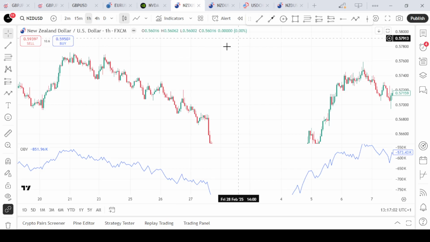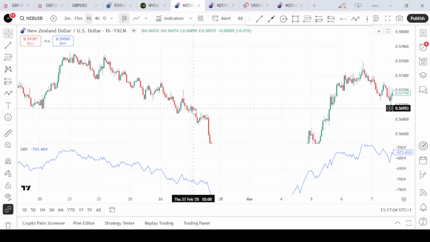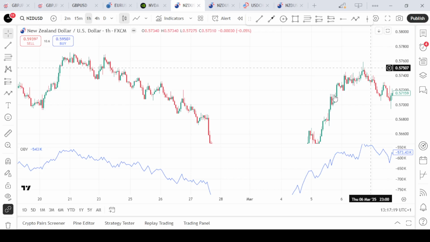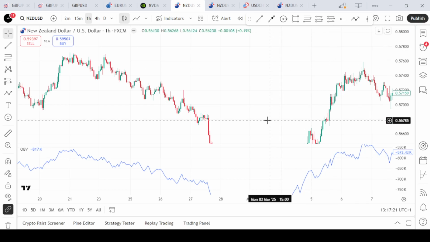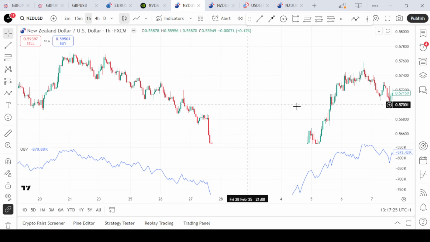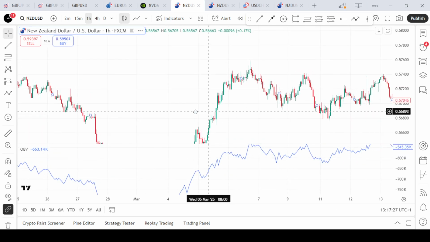When we see an alignment between price and the indicator, it shows that it is genuine pressure, either selling pressure or buying pressure. Now for your entry signal, you have to wait for situations where price makes a new higher high while the OBV indicator makes a corresponding new high, in terms of a buying trade.